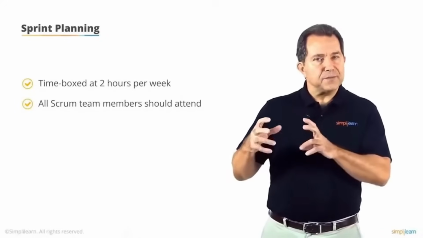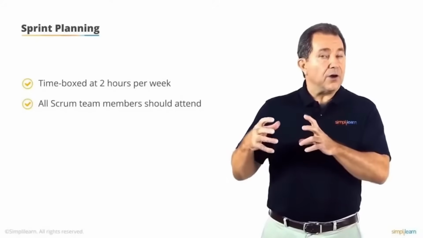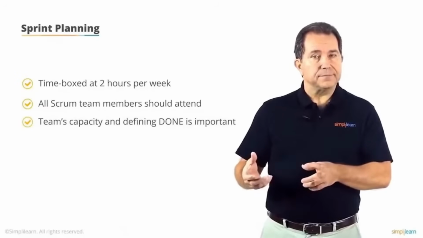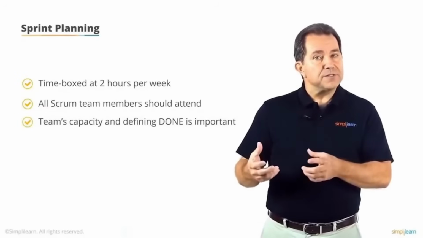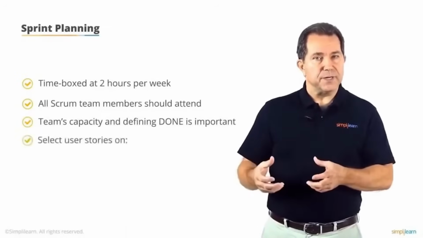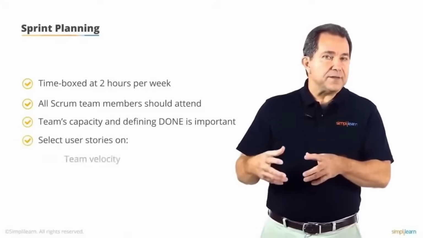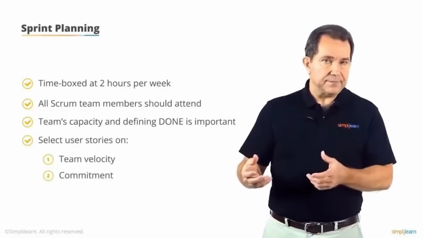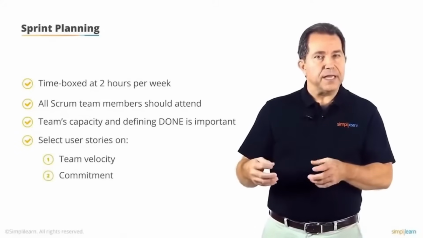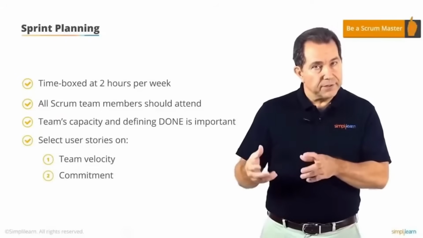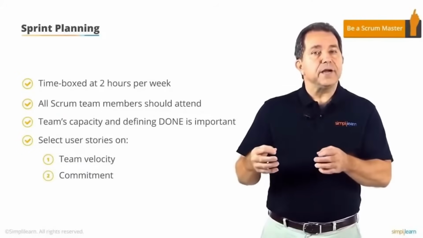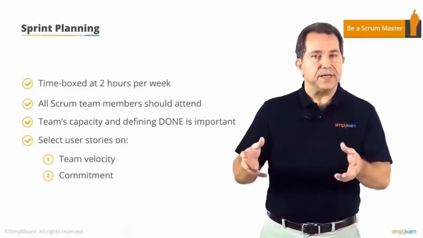The most important aspects of this meeting are the team's capacity and the definition of done. There are 2 approaches to selecting user stories for a sprint. One is based on the velocity of the team, the other is commitment driven. Team buy-in is critical, and the goals of the sprint should be clearly understood, and the desired outcomes should be clearly articulated with the definition of done.